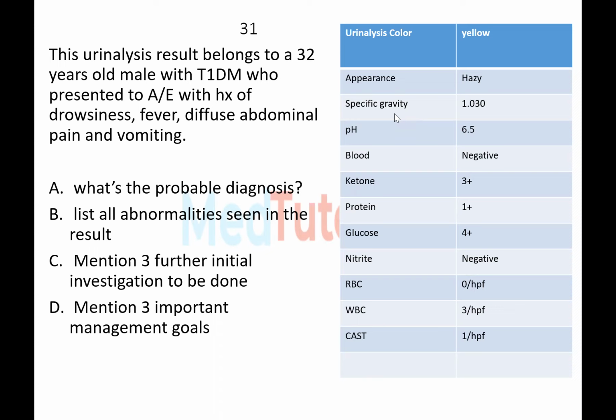Okay, so mention 3 important management goals. IV fluids. Yeah, so you want to correct dehydration by giving IV fluid. If they say management goals, you must state the principles. Correct dehydration by giving IV fluid, because if you just say IV fluid, you get half mark. But when you say correct dehydration by giving IV fluid, you get your full mark. So what is the other principle?